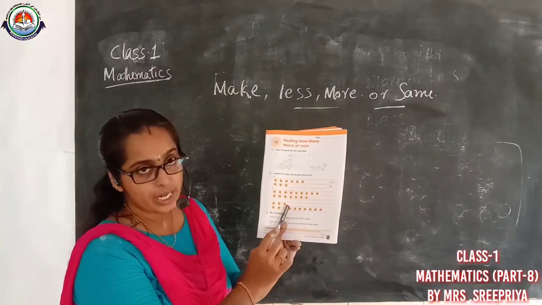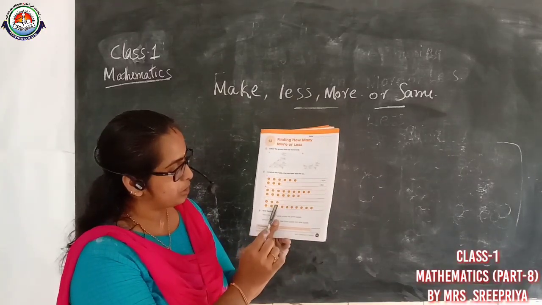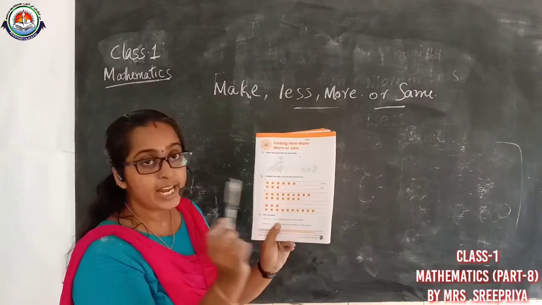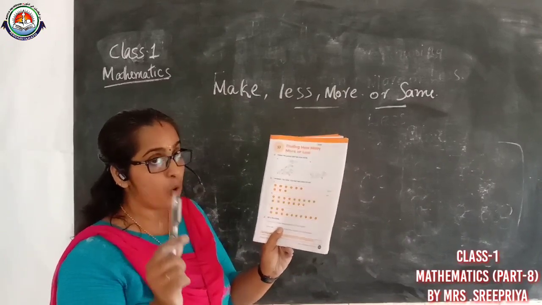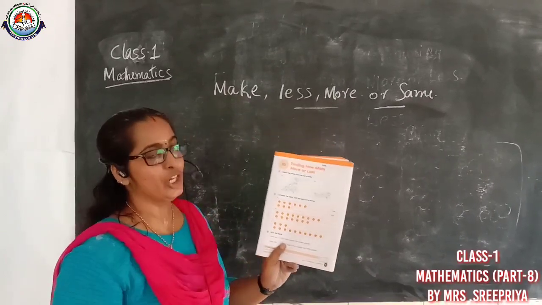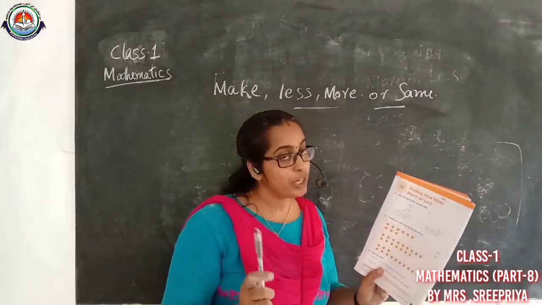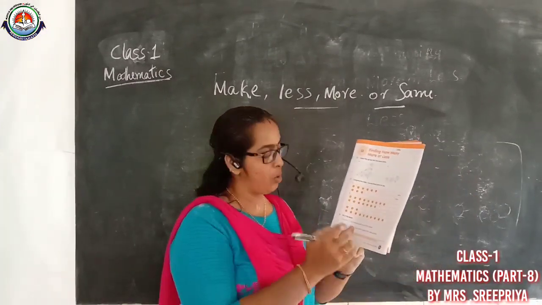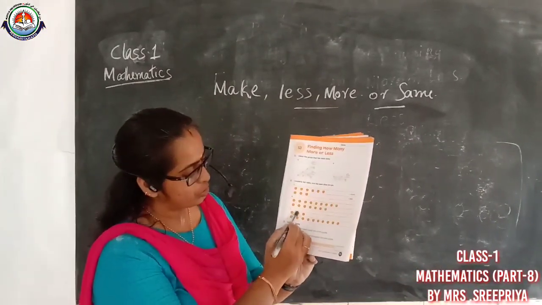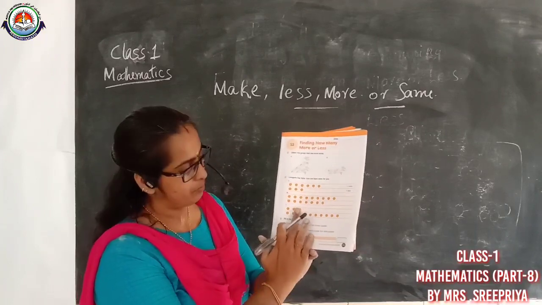Here above, 3 are there. Down, 1, 2, 3, 4, 5, 6, 7, 8, 9, 10 are there. So which is more? Here? Very good. This one is more. But we need to check how many more. How can we check? 1, 2, 3. The same we can do.